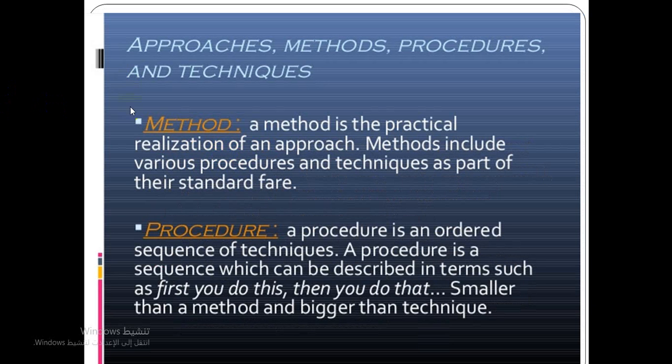What is a method? Just try to give a definition of a method. A method is a set of procedures. It consists of a number of techniques used in a systematic way to achieve the aim of language learning. This is a definition of method.